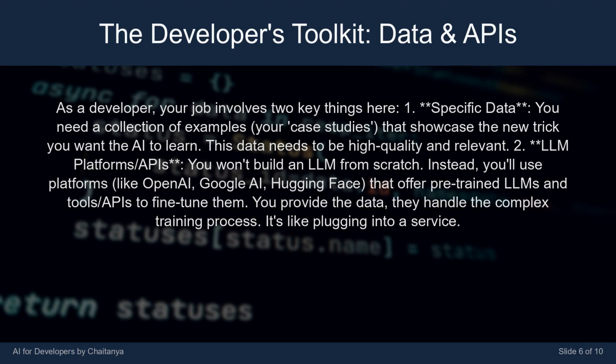As a developer, your job involves two key things here. 1. Specific data. You need a collection of examples, your case studies, that showcase the new trick you want the AI to learn. This data needs to be high quality and relevant. 2. LLM platforms, APIs. You won't build an LLM from scratch. Instead, you'll use platforms like OpenAI, Google AI, Hugging Face, that offer pre-trained LLMs and tools, APIs, to fine-tune them. You provide the data, they handle the complex training process. It's like plugging into a service.